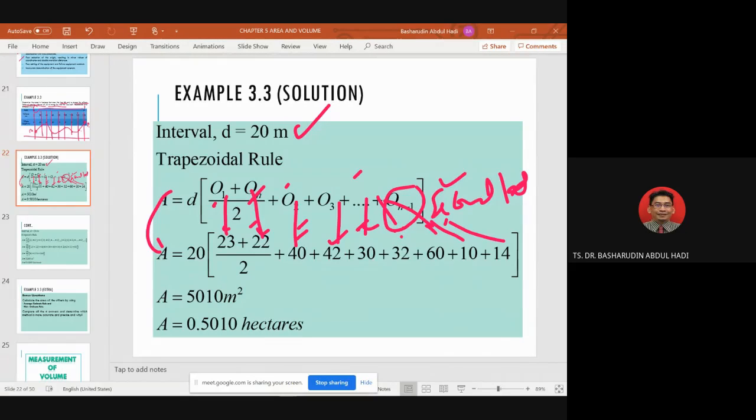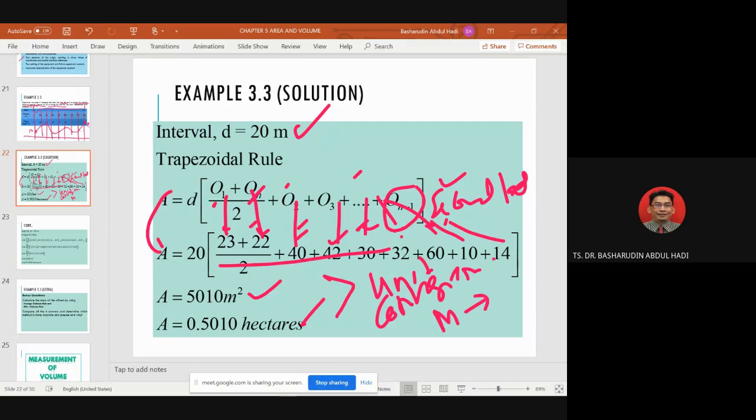So the area, when calculated, is 5,001 square meters. So the area is equivalent to 0.5010 hectares. You can Google it, unit conversion, because you have meters and you want to change to hectares.